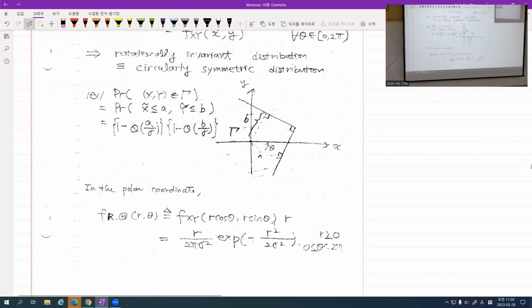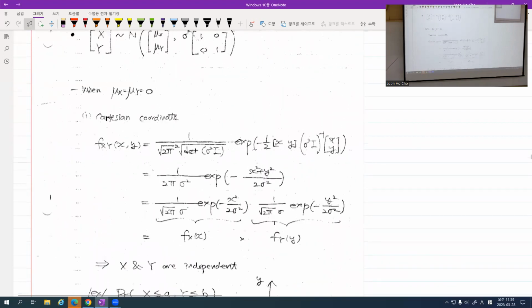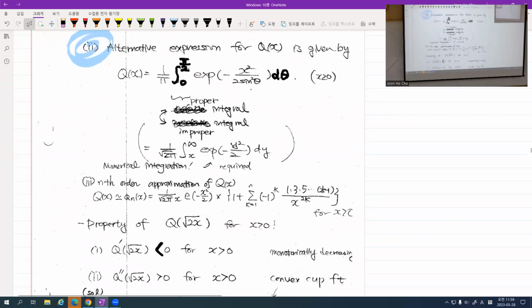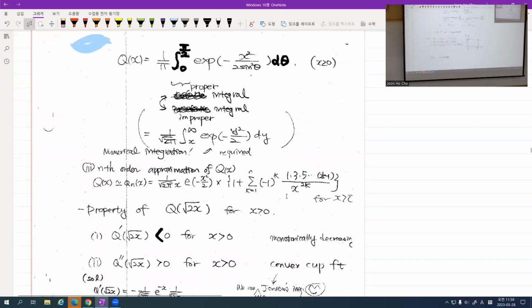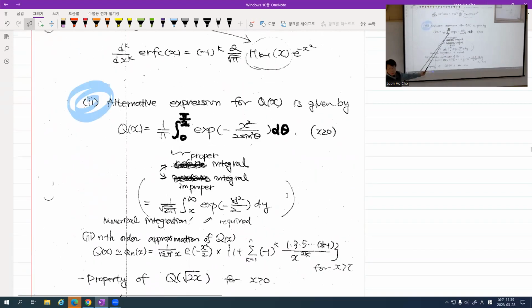Where is this? Where is Q of x? You know the integral, right? Here you have x to infinity. So this is a so-called improper integral. Anyway, it does not have any closed form. Now what? You have a proper integral with a finite length of the interval, and the function is very smooth. So numerical integration is possible. That is the first thing we can observe from just the formula.